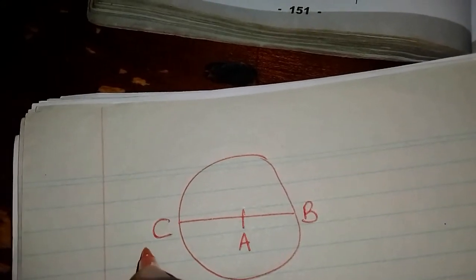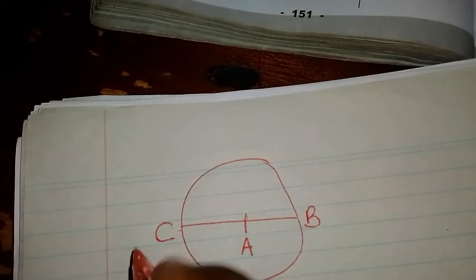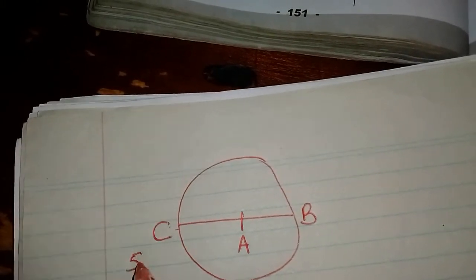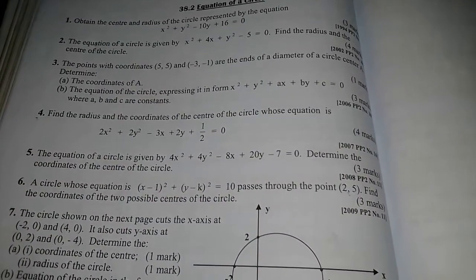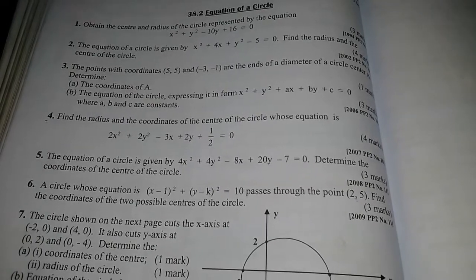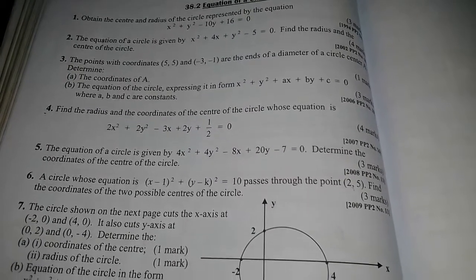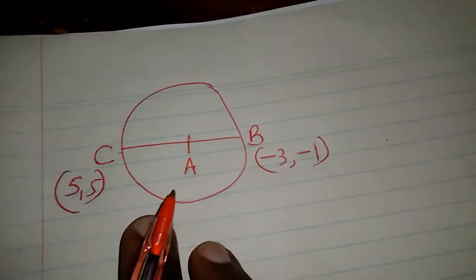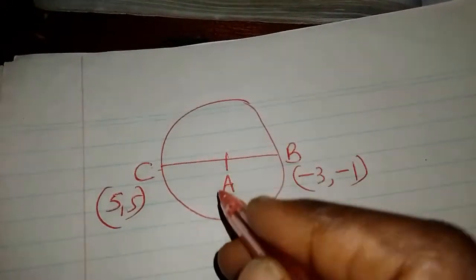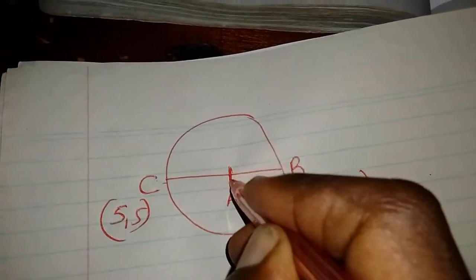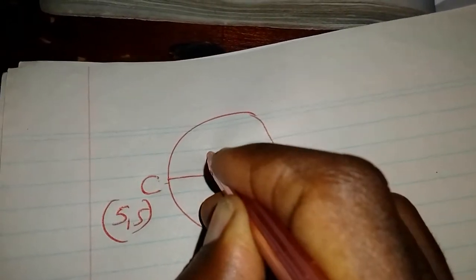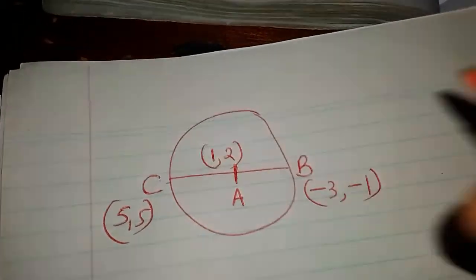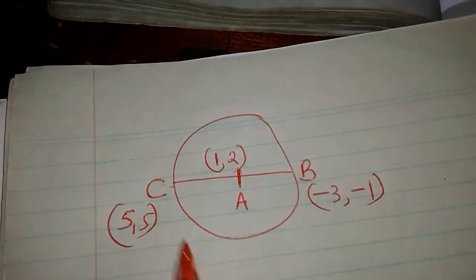We've been given the coordinates of the ends of the diameter as (5, 5). That's question 3, (5, 5). Then we have (-3, -1). So these are the ends. And in my last video I had gotten the midpoint of this diameter, or the center of the circle, as having coordinates (1, 2). So they want us to get the equation of the circle.